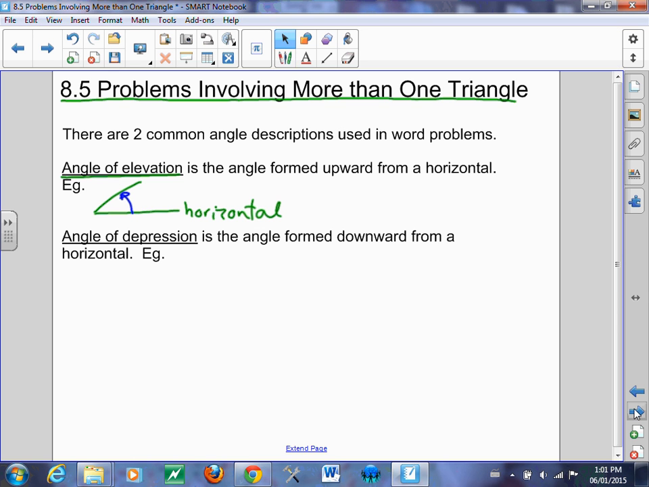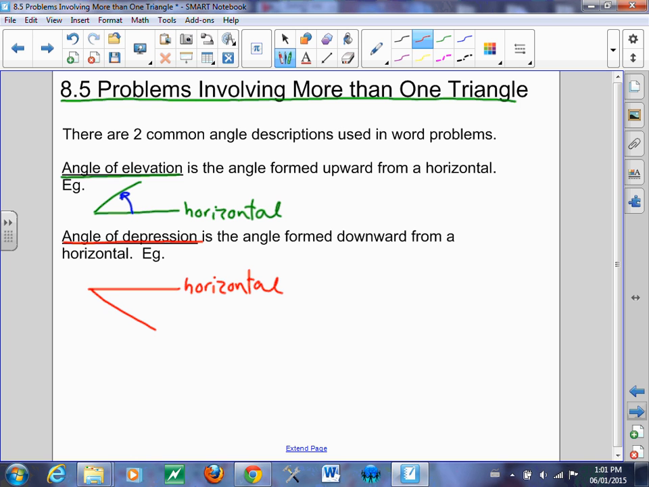Whereas the angle of depression is the angle formed downward from the horizontal. So if I've got the horizontal here and I'm going down, it's the angle going down. Notice there's a direction on the arrow.